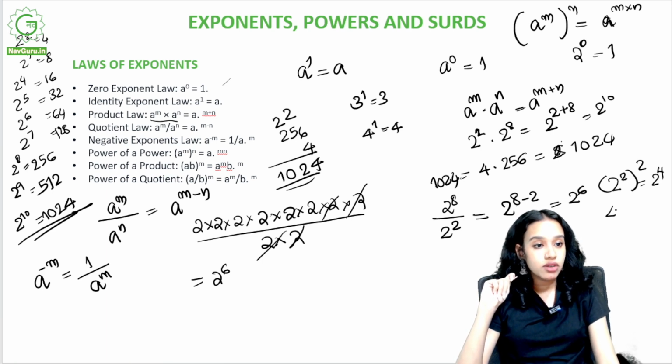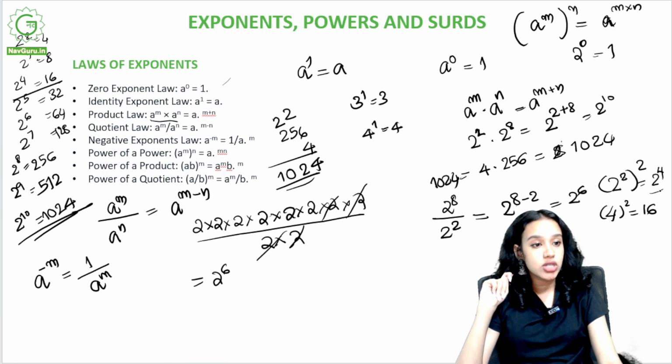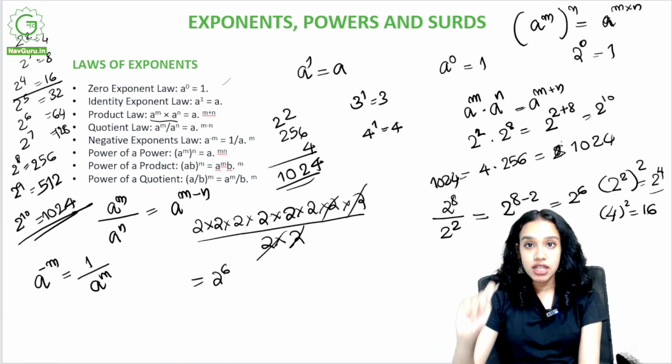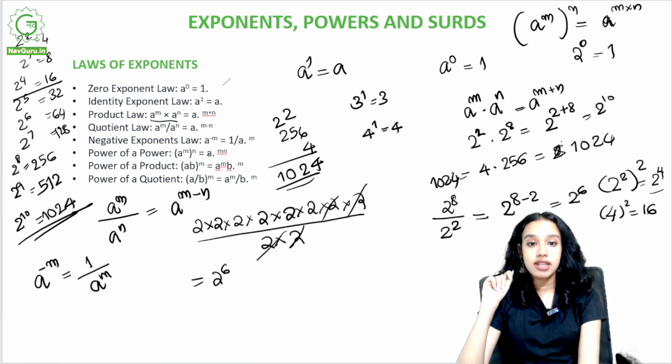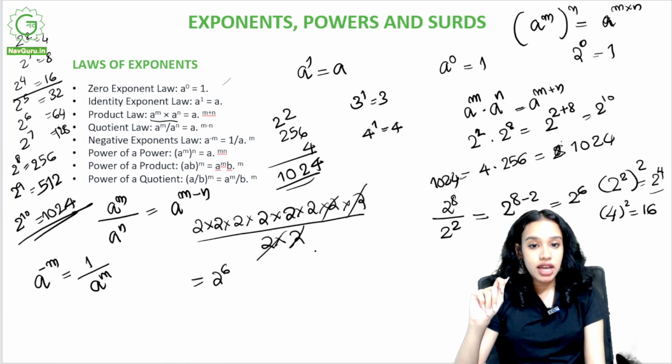We have 2 squared is 4 and 4 squared is equal to 16. Now what is 2 raised to 4? 2 raised to 4 is also 16, right? This is the property which says the power of a power, that is a raised to m whole raised to n is equal to a raised to mn. Now we have the power of a product. If we have ab whole raised to m, we could say that it is equal to a raised to m into b raised to m, right?